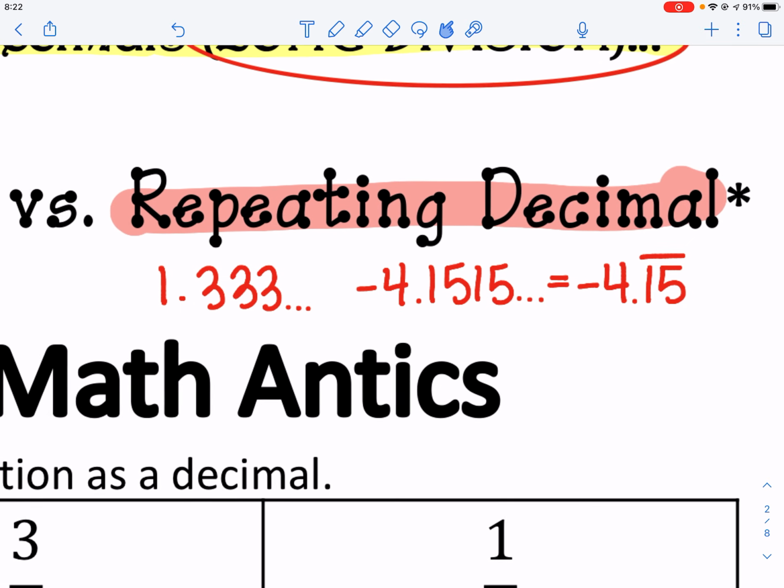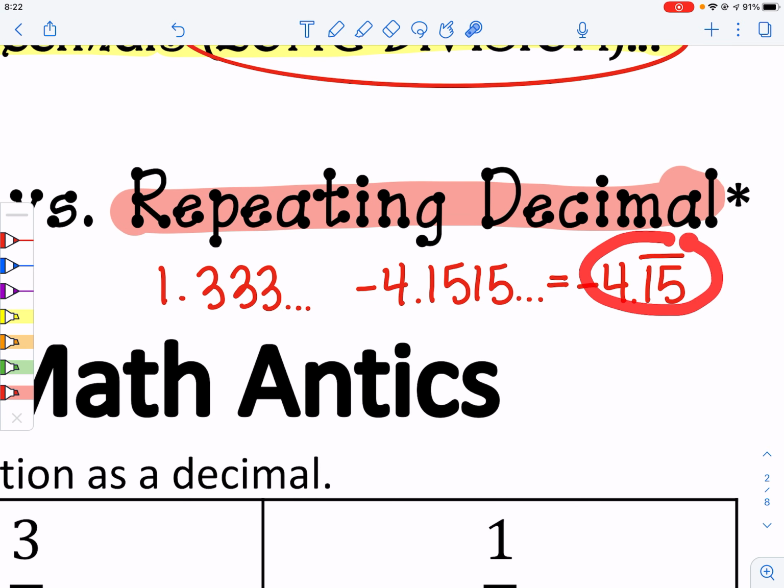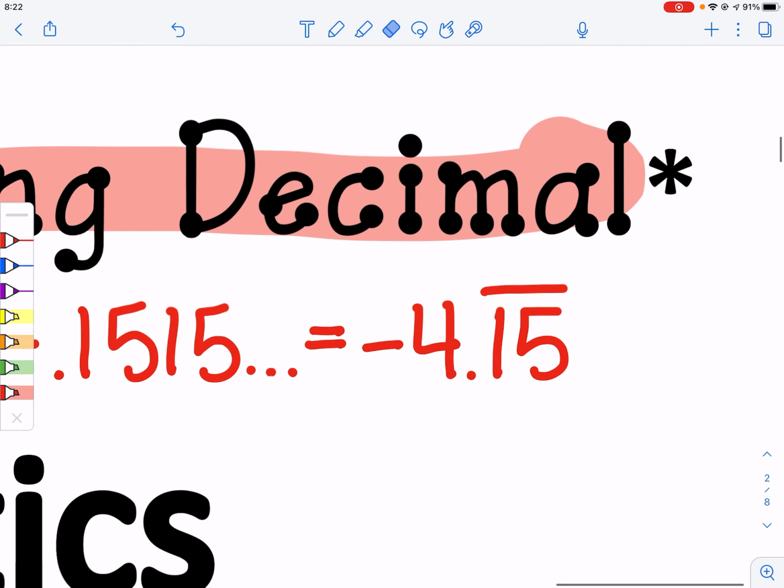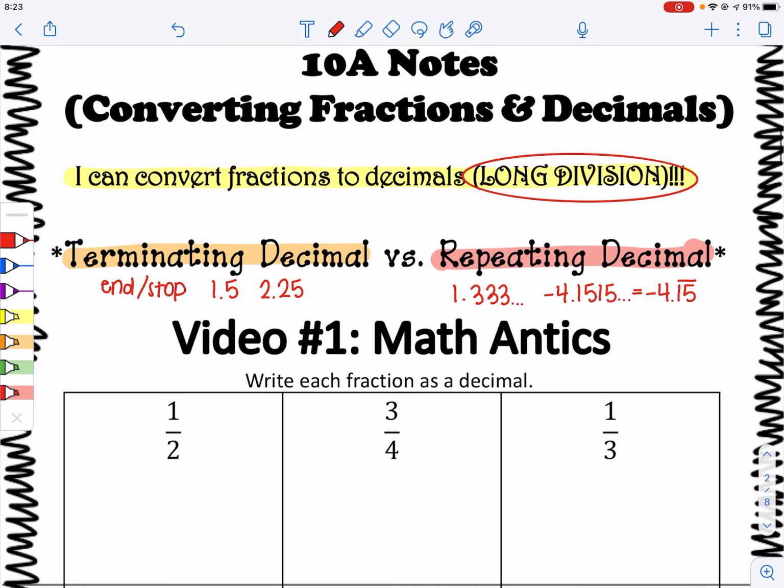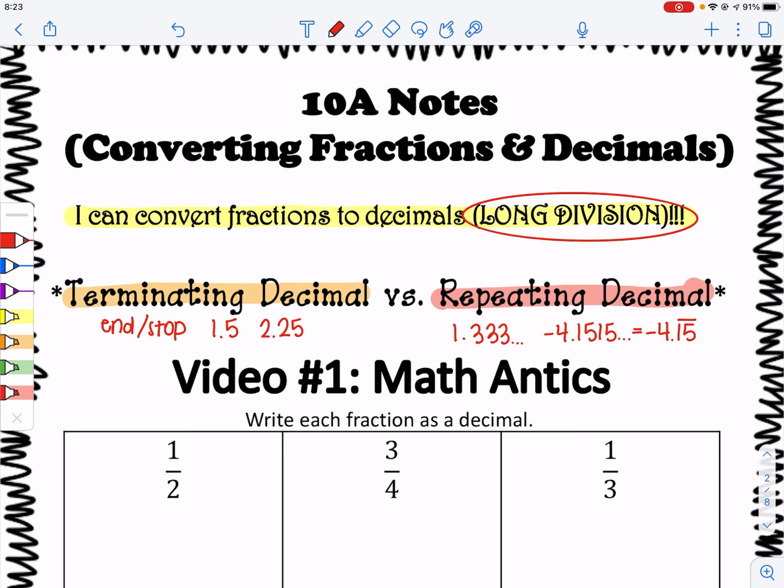And this bar over the top reminds you or tells you that the 15 keeps repeating over and over and over again. But keep in mind, putting a bar over the 15 is very different than just putting a bar over the 5. So this would mean it's negative 4.15555 and just the 5 repeats. If I want the 1 and the 5 to repeat, I would have to put a bar over both of them. So just some notation as we talk about repeating decimals.